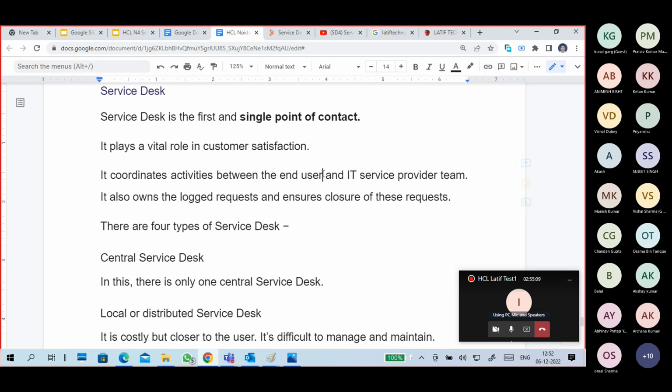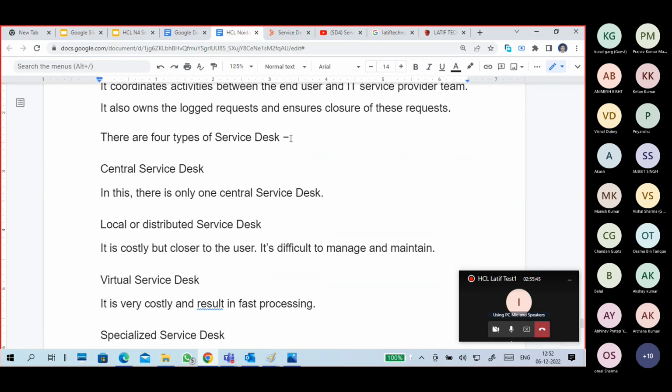What is going on with the end user? End user means the customer: did they get the service or not, did the customer get the requirement fulfilled or not. That entire activity is coordinated by the service desk on both sides. It also logs requests and ensures closure of those requests. We log what the customer requirements and requests are, make sure they are fulfilled, and then there is a closure.